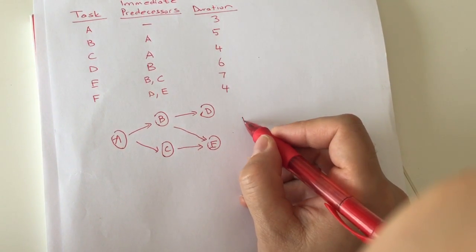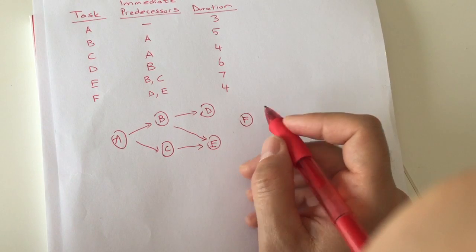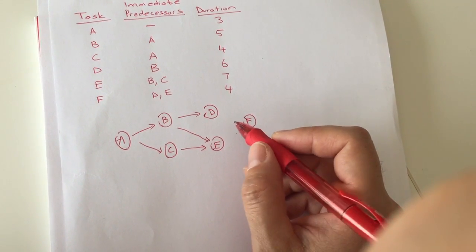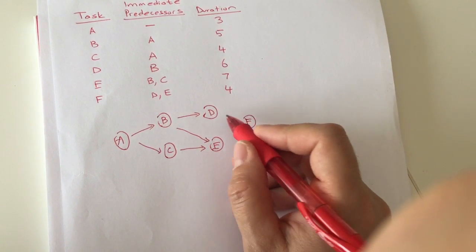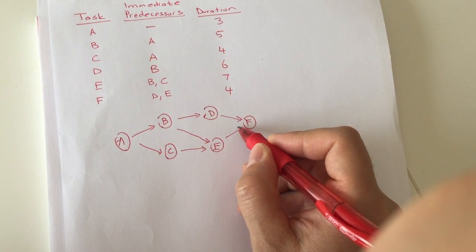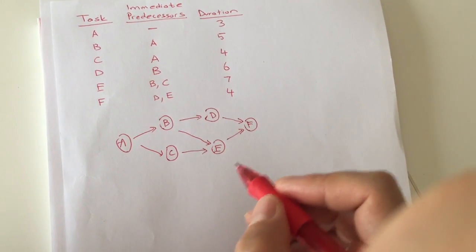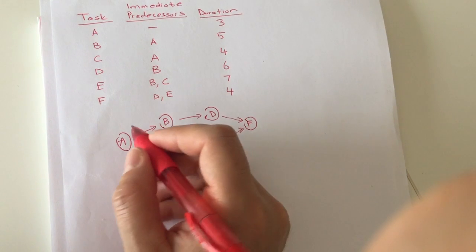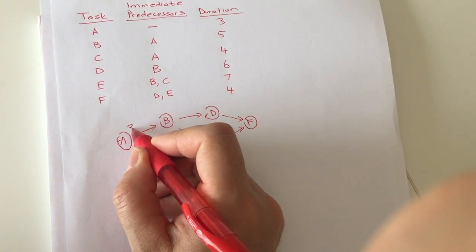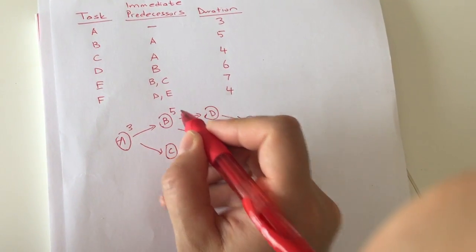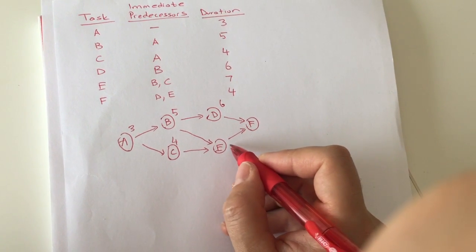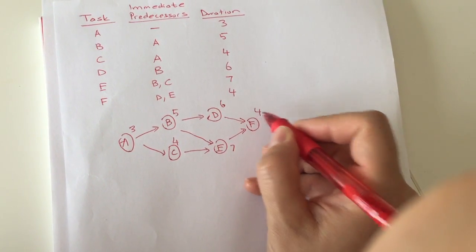And then I have F, and F has two predecessors, so two tasks have to be completed before F can start, and that is D to F and then E to F. Then what I will do is put the durations of each task on top of each one of them. So 3, 5, 4, 6, 7, and 4.